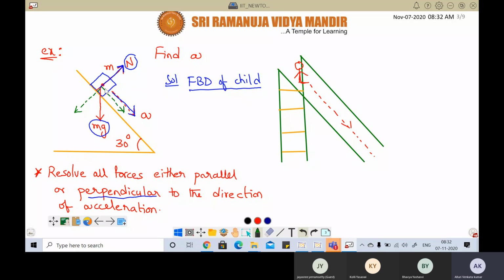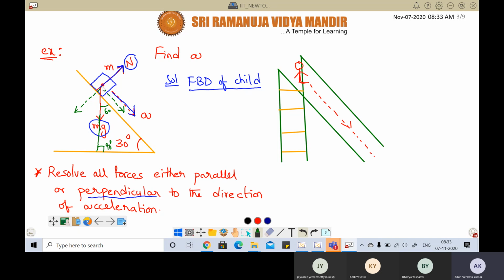Now this component is parallel to the inclined plane. This component is perpendicular to the inclined plane. Now what is the angle? If you extend this gravitational force downwards, this will meet the ground at an angle of 90. This is 90, 30, that means this is how much? 60, correct or not? This angle is 60. 90, 30 and then 60.